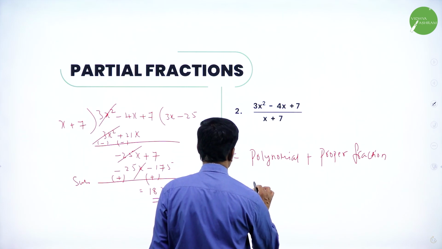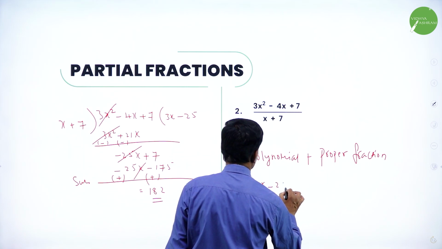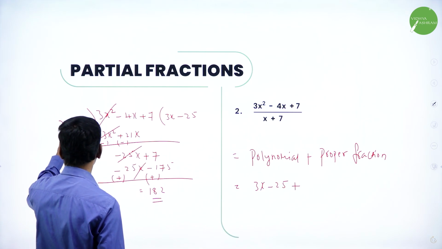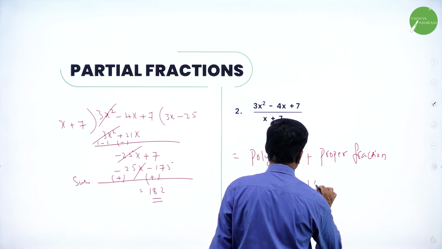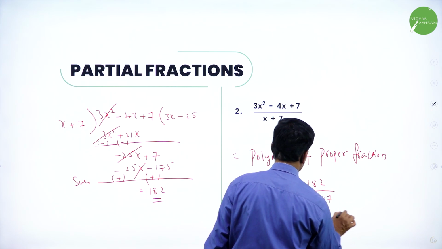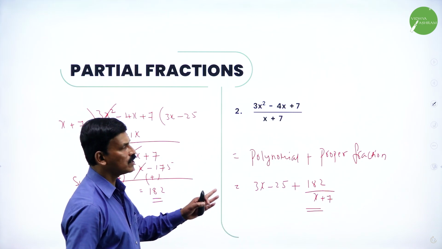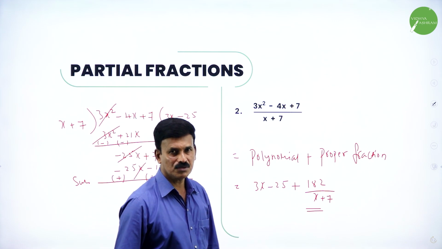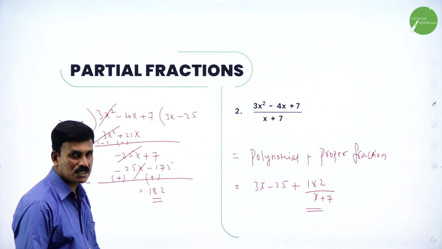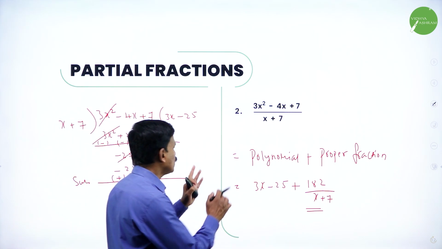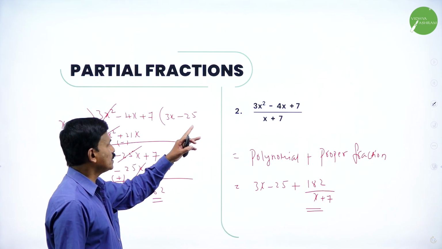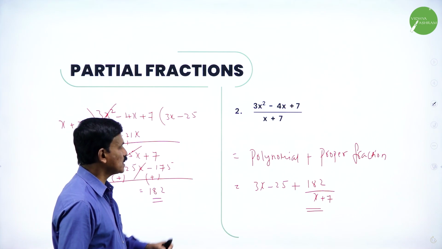What is a polynomial? 3x minus 25 plus proper fraction, that is equal to 182 divided by x plus 7. This is a sum of a polynomial and a proper fraction. That's it. Okay. So very simple. What the problem here actually is, we are expressing this improper fraction as a sum of a polynomial and a proper fraction. So let us divide 3x square minus 4x plus 7 by x plus 7.